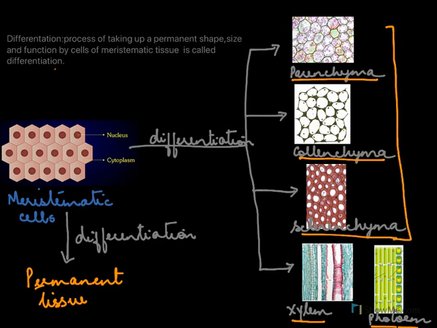The parenchyma, collenchyma, and sclerenchyma are called the simple tissue because they are all made of the same type of cells, one type of cells. However, the xylem and the phloem are made up of different types of cells, like the tracheids, the vessels, the companion cells, and hence they are called the complex tissue.